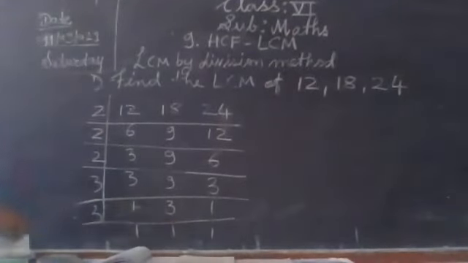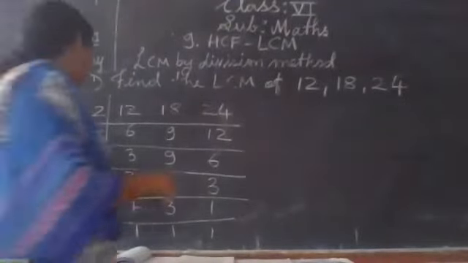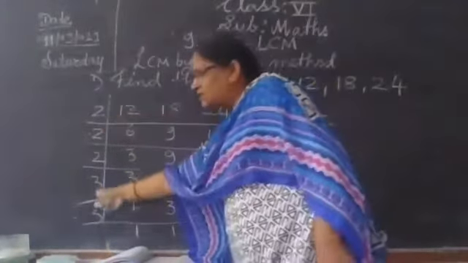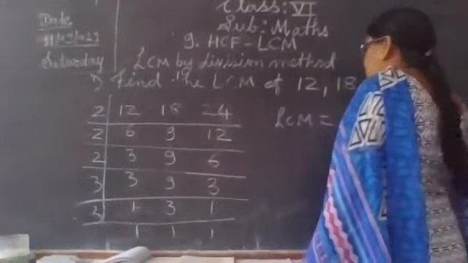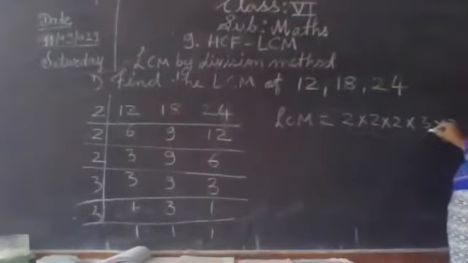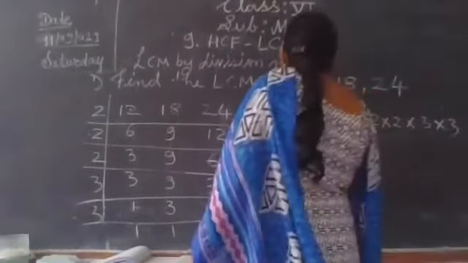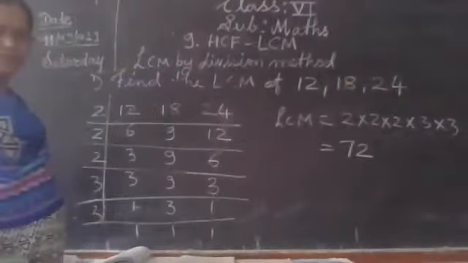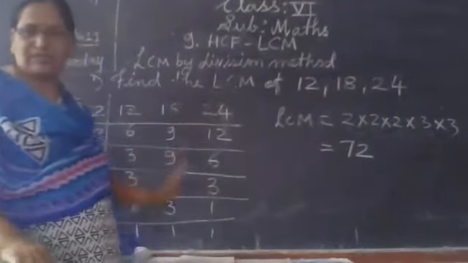See, all remainders are 1. Now multiply all these. So LCM equals to multiply all these factors: 2 into 2 into 2 into 3 into 3. 2 twos are 4, 4 twos are 8, 8 threes are 24, and 24 threes are 72. So the LCM of 12, 18, and 24 is 72.